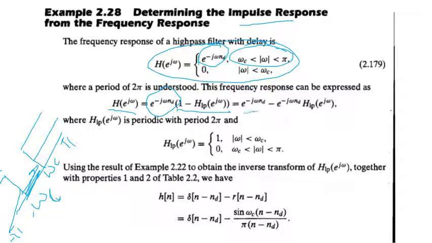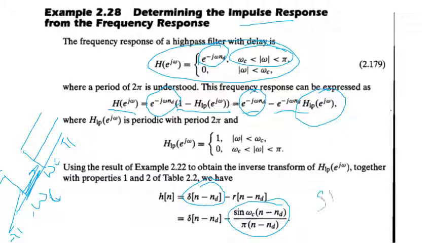So simplifying this, multiplying e raised power minus omega n d with this and this. So we know that if there is shifting, if there is an exponential in frequency domain, its inverse will be delta of n minus nd. And we know that the impulse response of low pass filter is sinc. So sinc is sine of omega c n divided by pi n. But because we have a shifting here, we will have omega c (n minus nd) and n minus nd. So this is the impulse response.